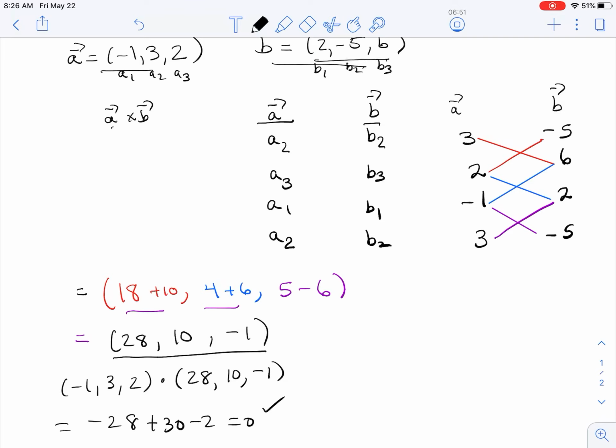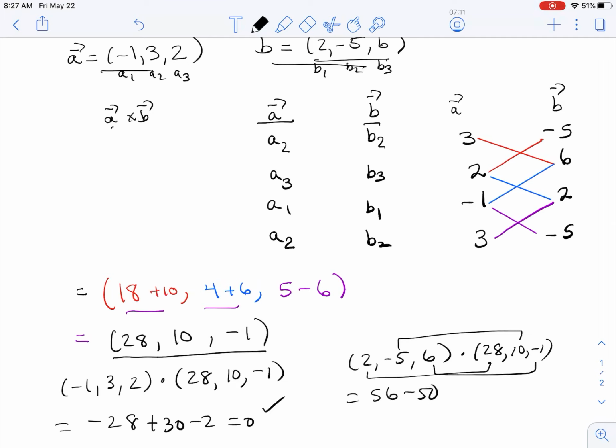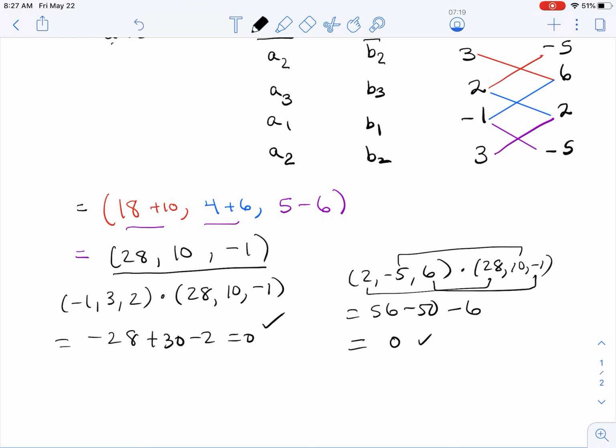Now it's got to be perpendicular to both vectors, so it's also got to work for B. So let's check. So 2, -5, and 6. Dot product. So 2 times 28 is going to be 56. -5 times 10 is -50. 6 times -1 is -6. And yes, check. So again, if it is perpendicular, which it is, that's what the cross product will give you: a perpendicular vector to those two in 3-space. When you do the dot product, it should equal 0.